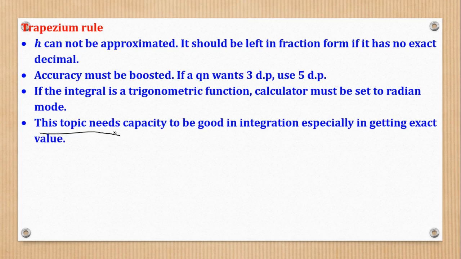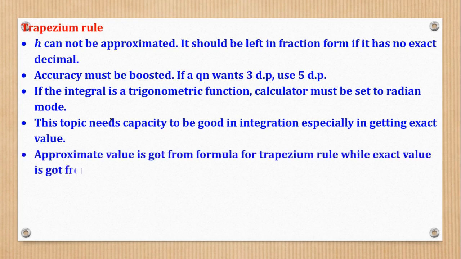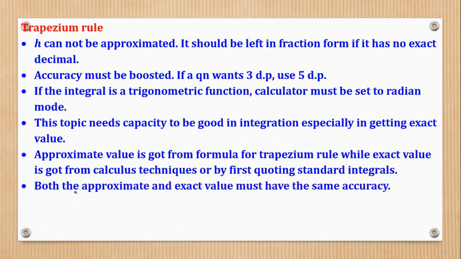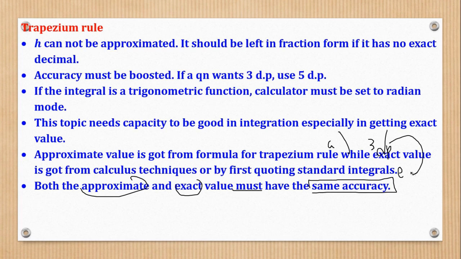You should also be able to use the standard integrals in your math logbooks. For the approximate value, there are 2 values, there's approximate and exact. The approximate is the one you get by the trapezium rule formula, and the exact is the one got by calculus techniques or quoting the standard integrals. What we need to know is that both the approximate and the exact must have the same accuracy. Here they can trick you and put part A, they want the approximate, and they give you the accuracy 3 decimal places. Then part B, they just tell you to calculate the exact value. They don't give the accuracy. What you need to remember is that the accuracy must be the same for both, meaning even the exact must have 3 decimal places.